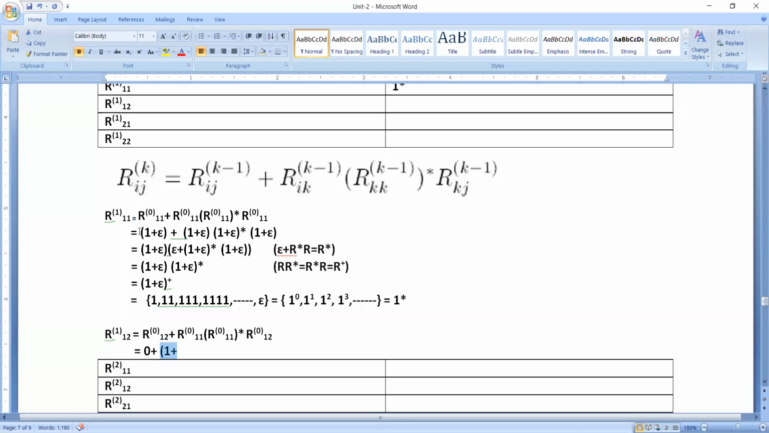So this is 1 plus epsilon, into (1 plus epsilon) whole star, because all power 0 1 1 will be (1 plus epsilon) whole star. Then R power 0 of 1 2. See, already we have R power 0 of 1 2 value is 0. Now I am going to consider that 0 over here.